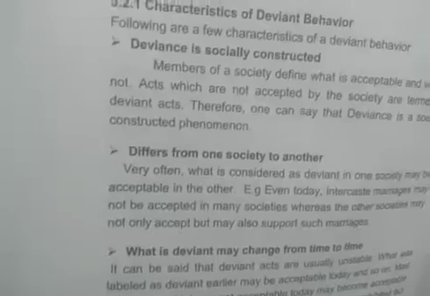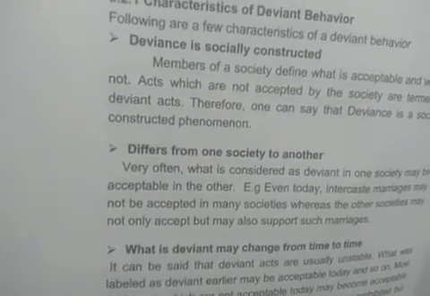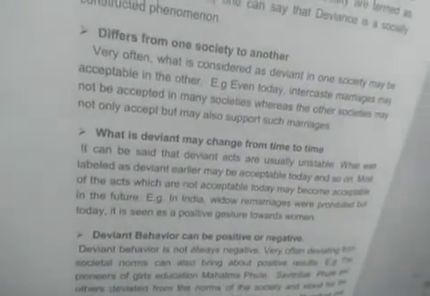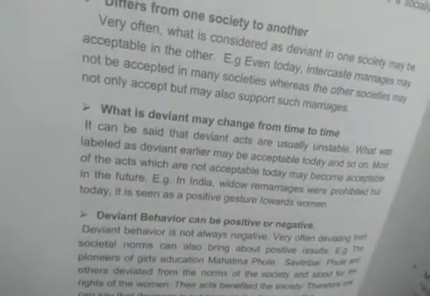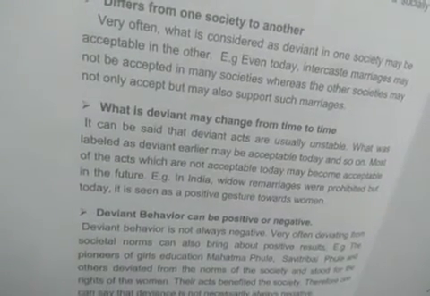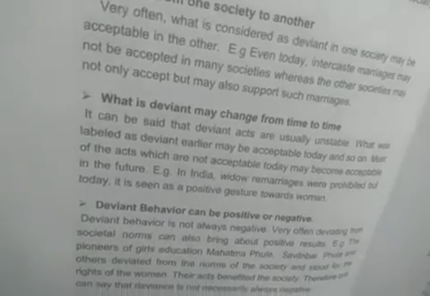3.2.1 Characteristics of Deviant Behavior. Following are a few characteristics of deviant behavior. Deviance is socially constructed. Members of a society define what is acceptable and what is not. Acts which are not accepted by the society are termed deviant acts. Therefore, one can state that deviance is a socially constructed phenomenon that differs from one society to another. What is considered deviant in one society may be acceptable in another.